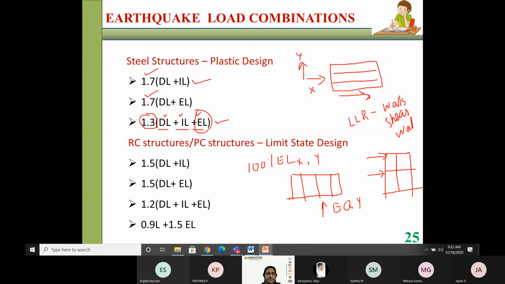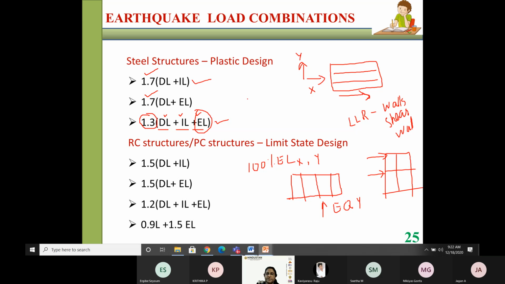So wherever I have mentioned EL here, I have to consider the full 100% earthquake load in the X direction. That is one combination. Then the earthquake load in the Y direction is another combination. So all these combinations will become double, X direction as well as Y direction.